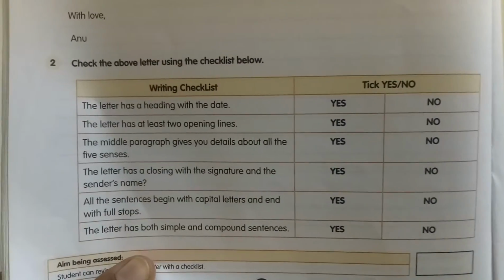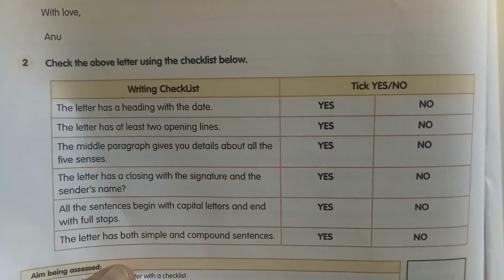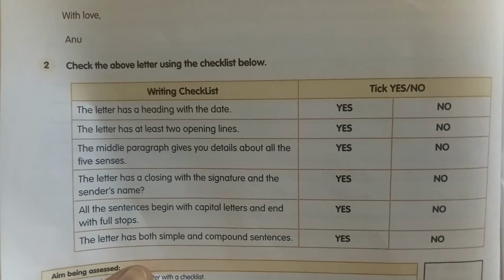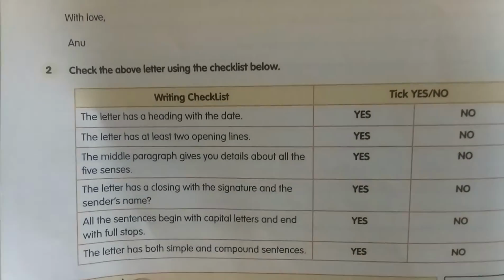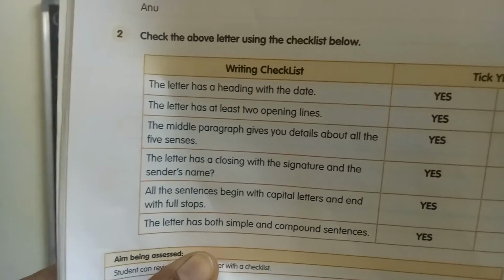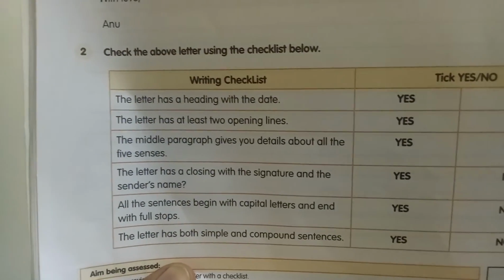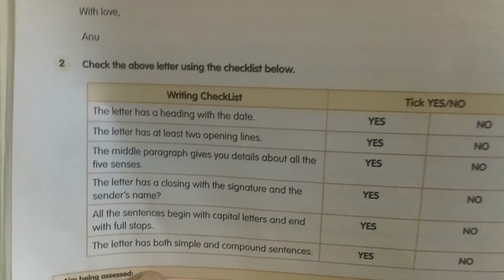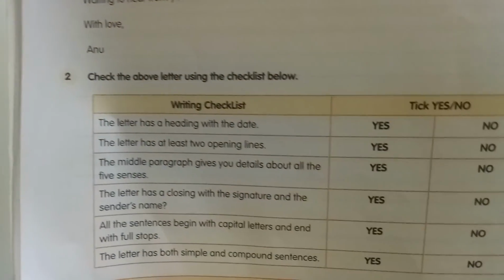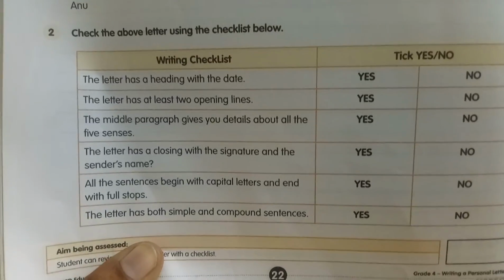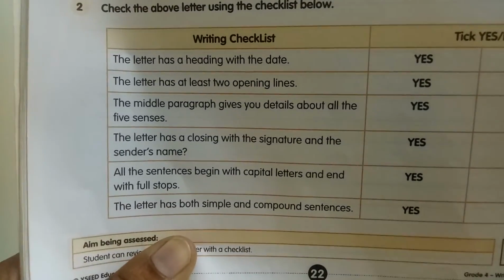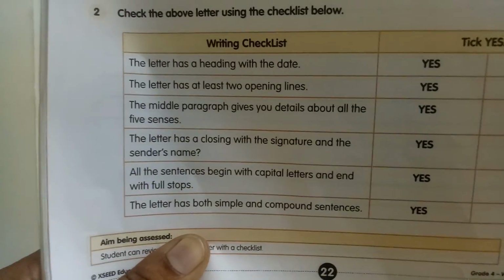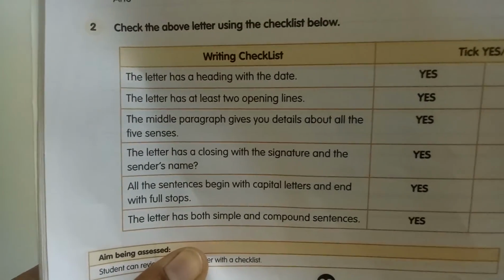Below there are some questions. The letter has a heading with the date. If it is yes, tick the yes. The letter has at least 2 opening lines, that means the introduction. The middle paragraph gives you details about all the 5 senses. Check whether all the 5 senses are there or not. If you want to check, underline wherever you find the senses. The letter has a closing with the signature and the sender's name. Check whether the signature and sender's name were both there at the closing.